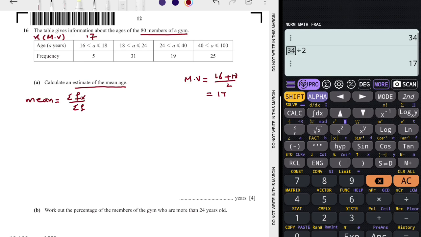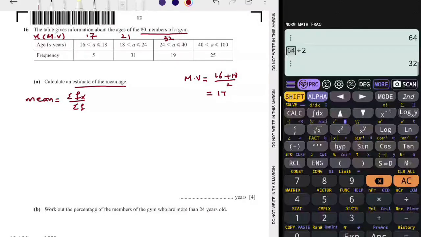Now 18 plus 24 is equal to 42 divided by 2, so it is 21. Now 24 plus 40 is equal to 64 divided by 2, that is 32, and 40 plus 100 is 140 divided by 2, that is 70.